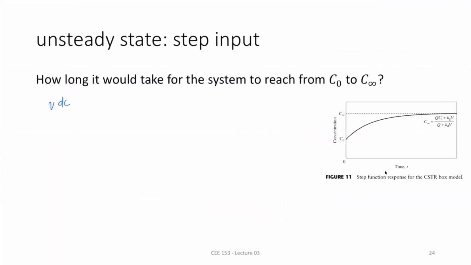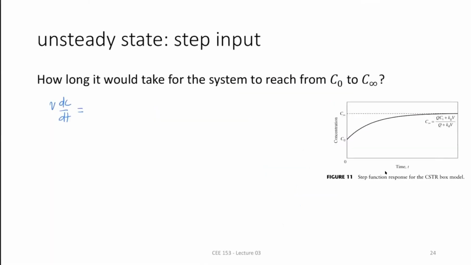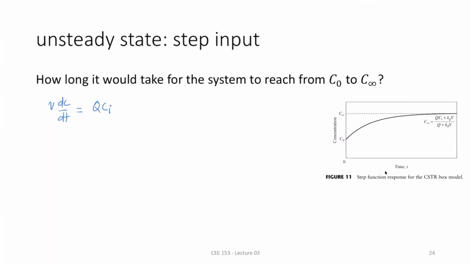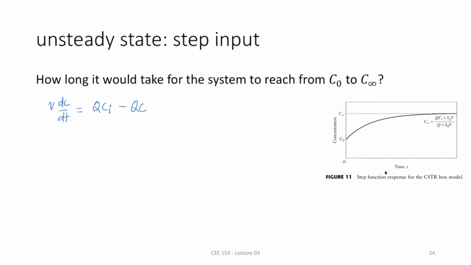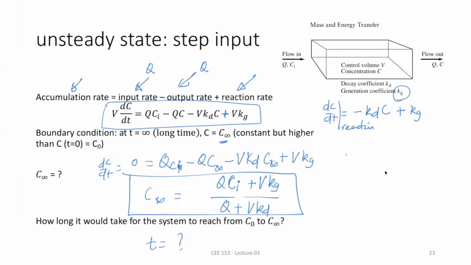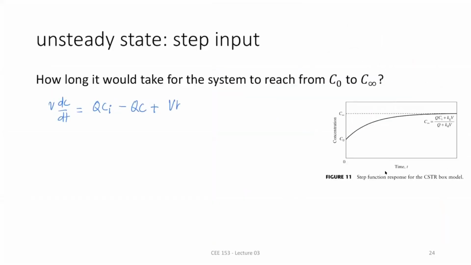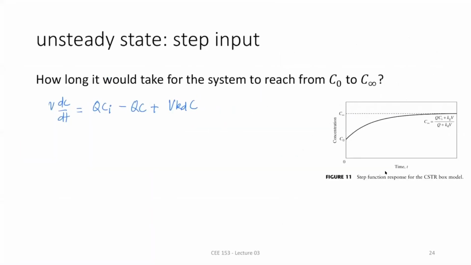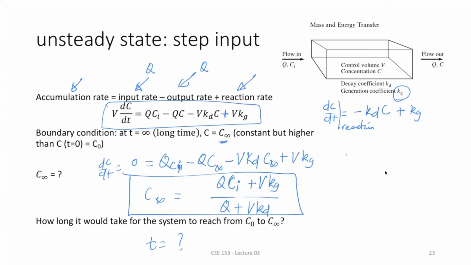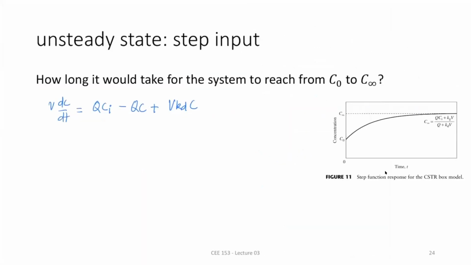So let's write it. V dC by dt is QCI minus QC plus VKDC.